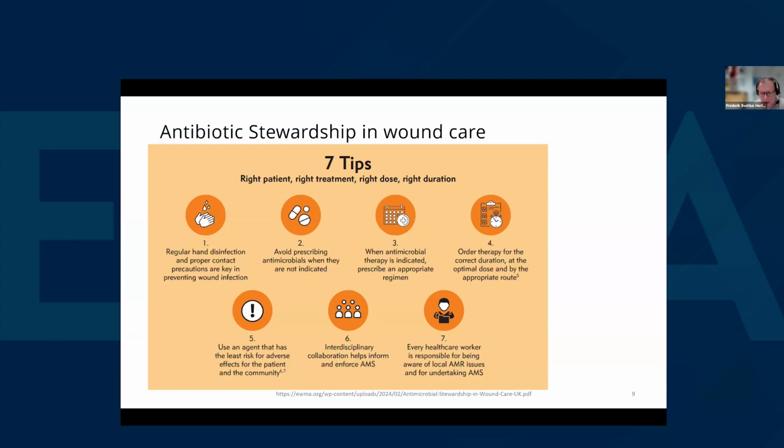And if no impact or only slow impact, either change treatment or prolong it for 10 days, 2 weeks, but that's the maximum. And of course, let's see if we can use antibiotics that are at least risk for adverse events for the patients, and of course, least risk for antimicrobial resistance to appear.